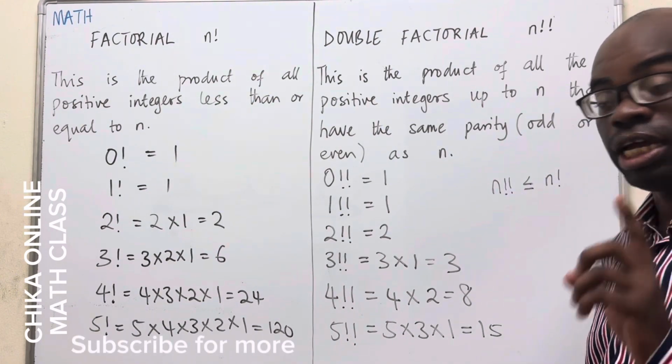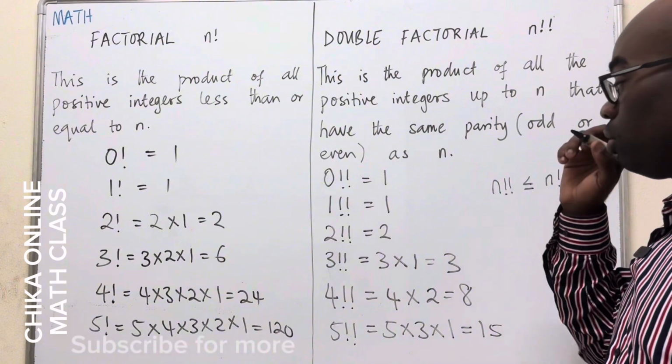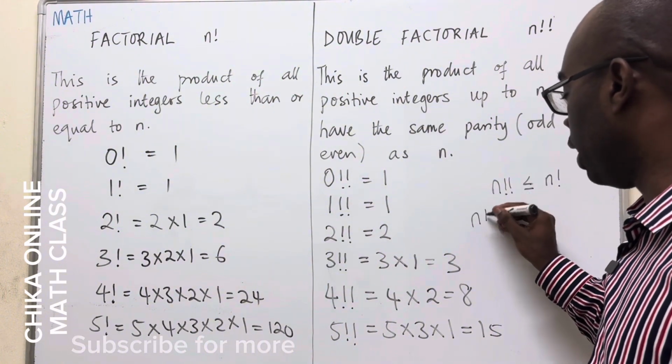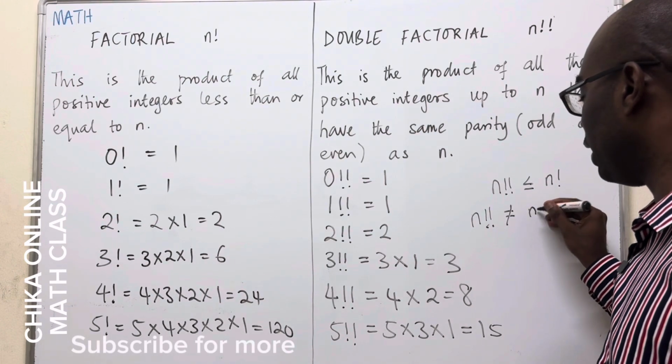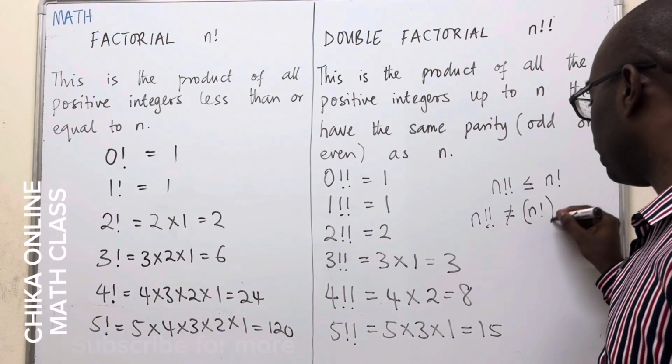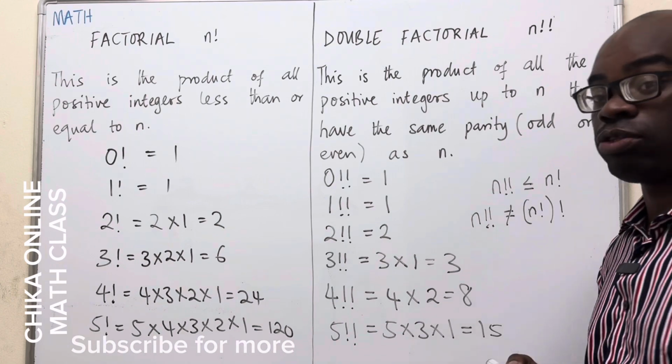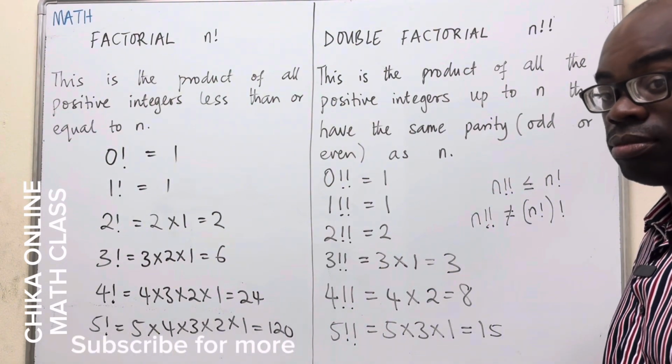Now, a caveat. Note that the double factorial is not the same thing as the iterated factorial. By iterated factorial, we mean factorial of factorial. It's not the same. Okay?